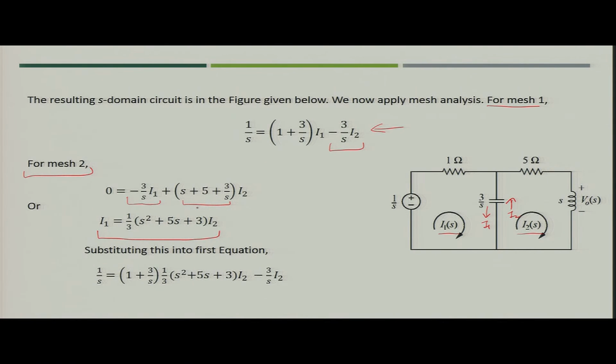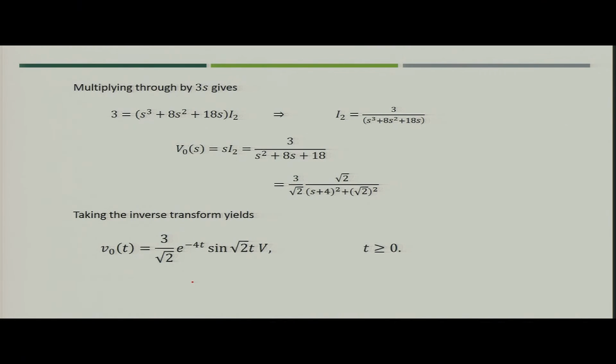Now, you have I1 in terms of I2, so you will put the value of I1 in terms of I2 in this equation. So, you will get 1 by S equal to (1 plus 3 by S) into 1 by 3 into this term into I2, minus 3 by S I2. Now, if you simplify, what you will get? You will get this expression, that is 3 is equal to (S cube plus 8 S square plus 18 S) into I2. So, from this you will get I2 as 3 by (S cube plus 8 S square plus 18 S).